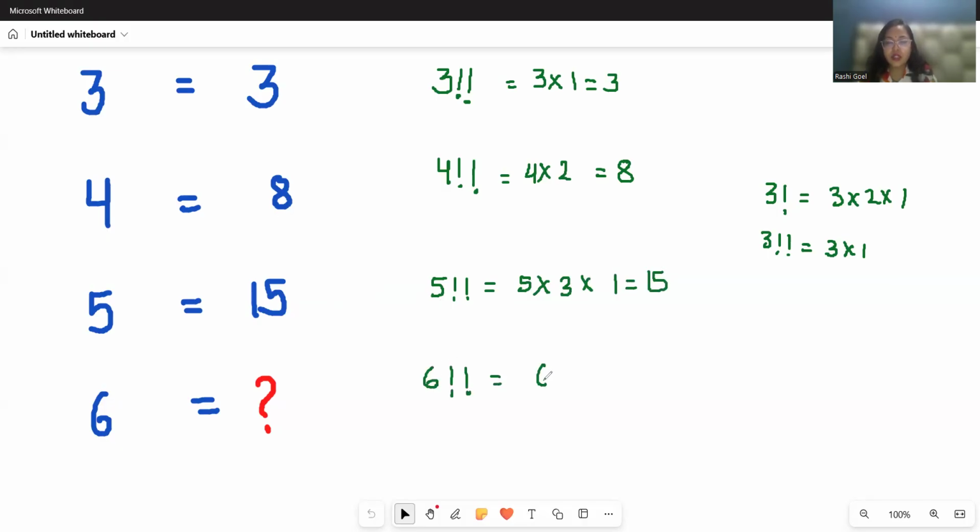6 double factorial is 6 times 4 times 2, which equals 48. So what replaces the question mark? 48. I hope it's clear and you find it useful.